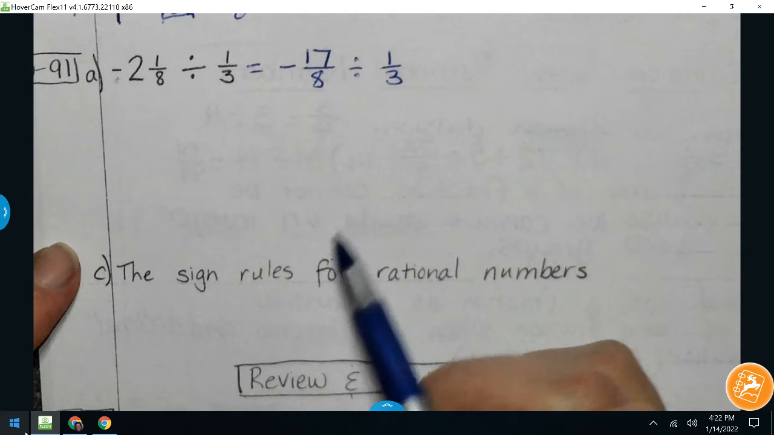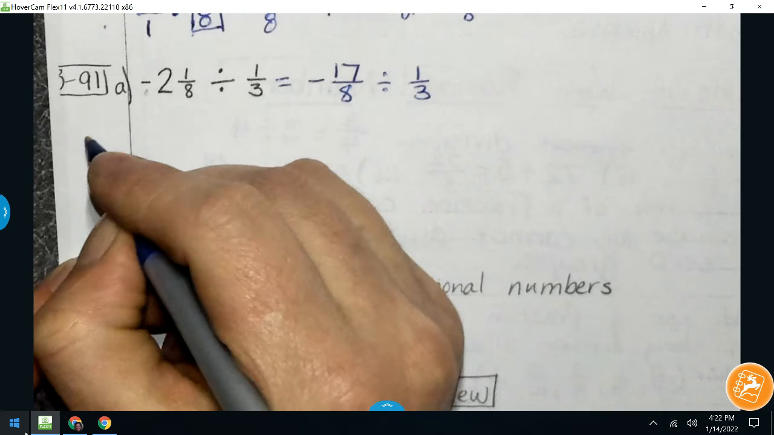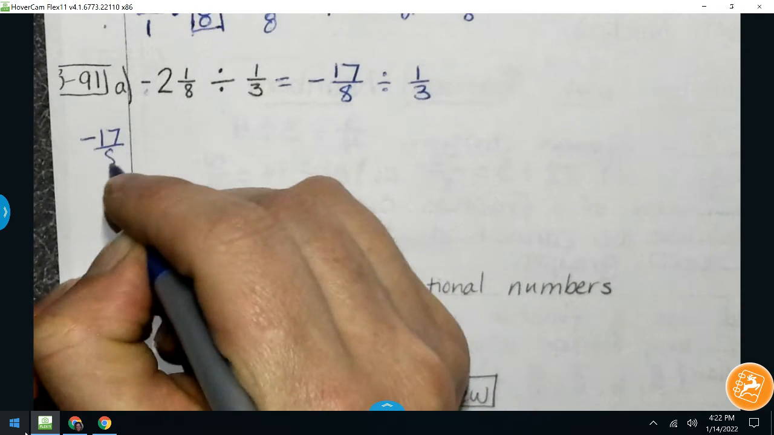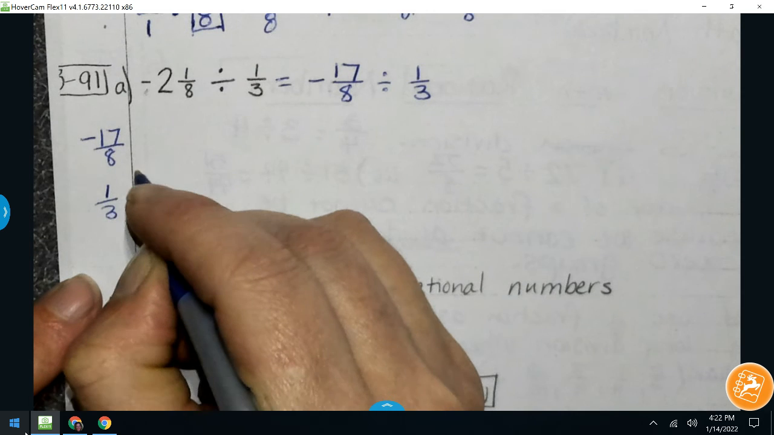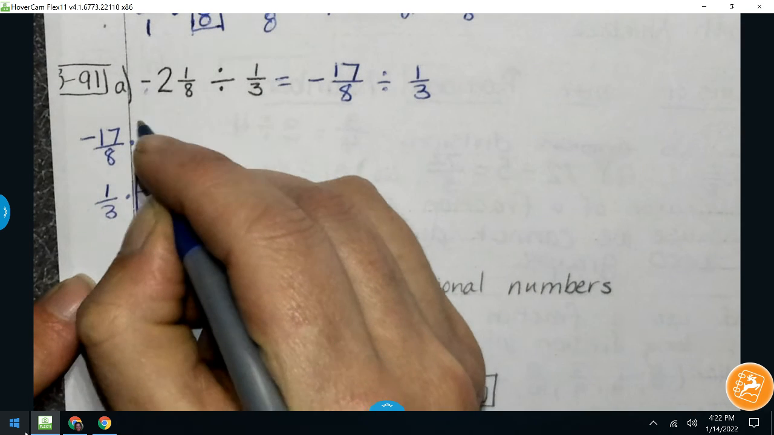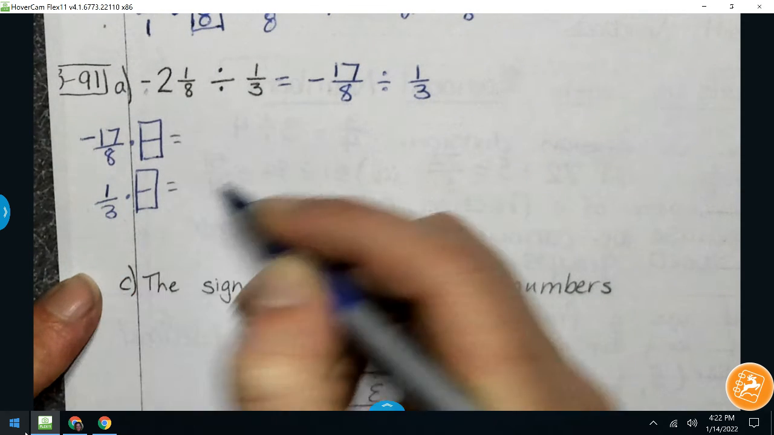So let's try this out. I have these two: negative 17/8 and 1/3. I'm going to multiply both of them by a giant 1 so that I get a common denominator.